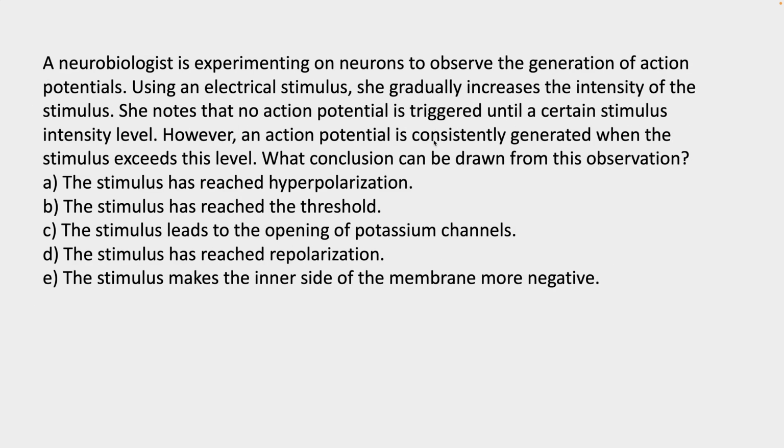And a similar concept can be asked using this other vignette. A neurobiologist is experimenting on neurons to observe the generation of action potentials. Using an electrical stimulus, she gradually increases the intensity of the stimulus. She notes that no action potential is triggered until a certain stimulus intensity level. However, an action potential is consistently generated when the stimulus exceeds this level. What conclusion can be drawn from this observation? I'm going to give you some seconds. You can pause the video here. And well, we have different options. The stimulus has reached hyperpolarization. The stimulus has reached threshold. The stimulus leads to the opening of potassium channels. The stimulus has reached repolarization. And the stimulus makes the inner side of the membrane more negative.